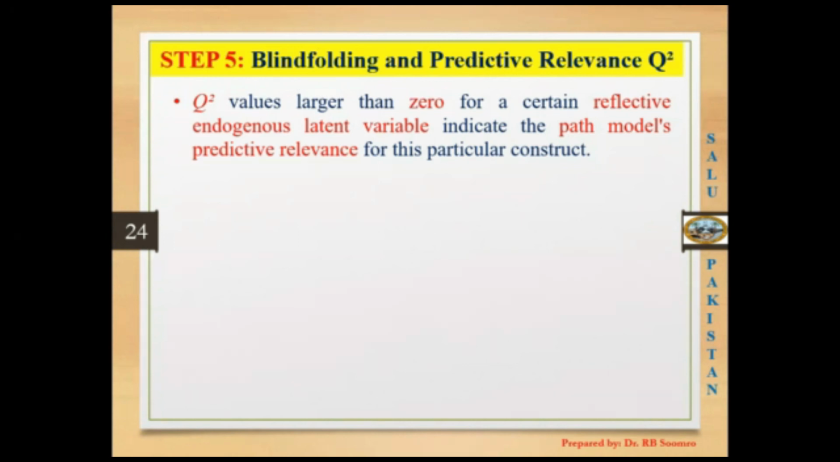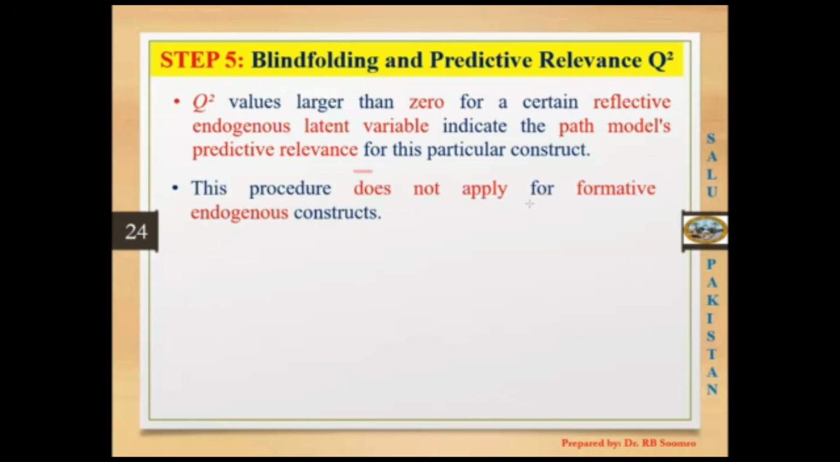Another important thing is that the Q square does not apply to the formative endogenous construct. It only applies to the reflective endogenous construct. The reason is that in the formative, we are working on different aspects of one latent variable. For example, personality has five different factors that make up the factor personality. So this is the formative.